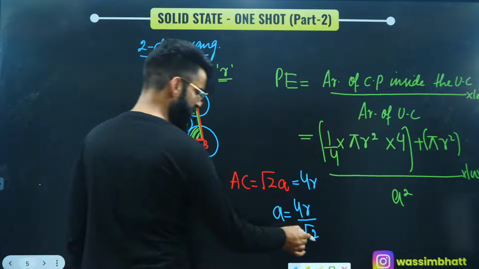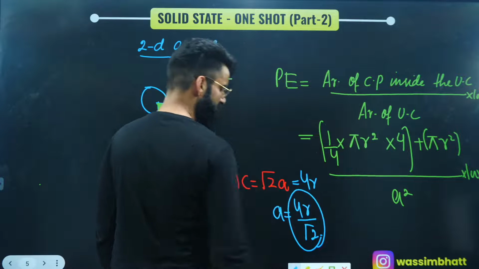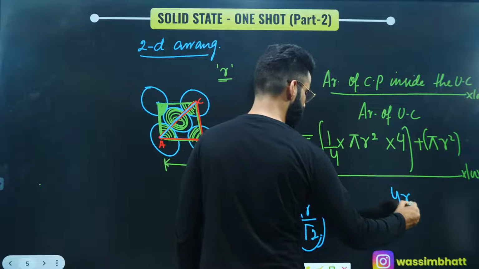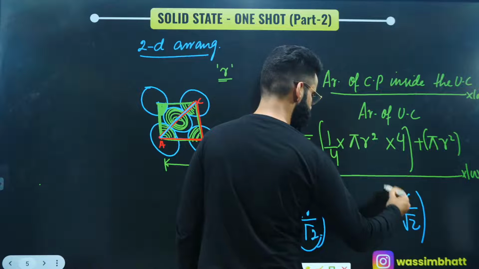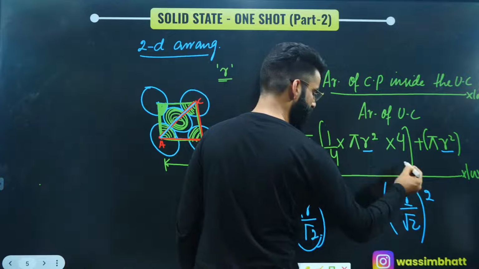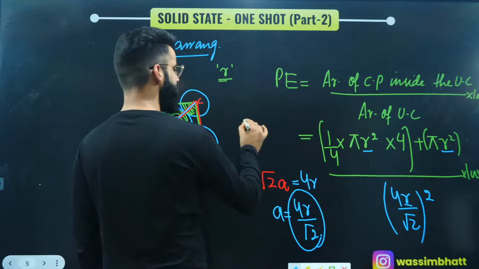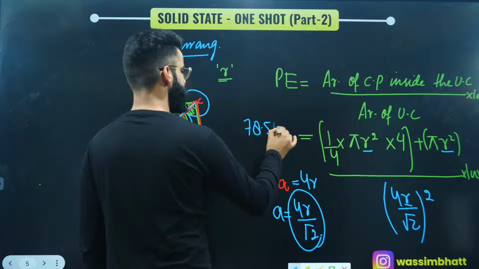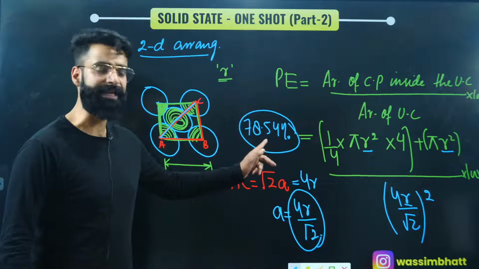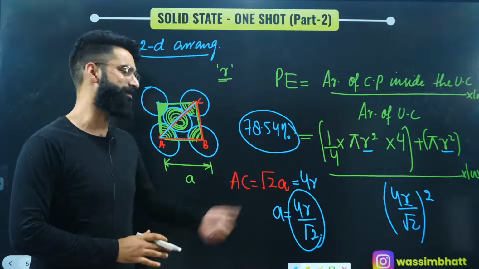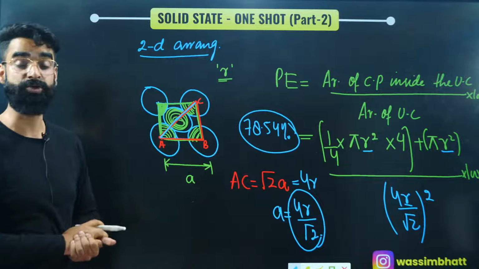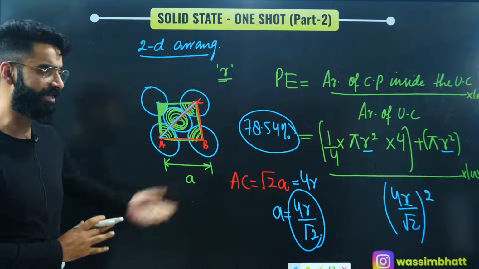Now I'll be putting the value of a into this equation. Instead of a square, I'll be writing (4r divided by root 2) whole square, right? So this r square and this r square get cancelled out. And when you solve it exactly, the value comes out to be 78.54%. What is meant by this term? This is basically the percent packing fraction, or you can call it the packing efficiency of this unit cell, right? This kind of 2D arrangement of constituent particles was given to me, and I calculated its what?